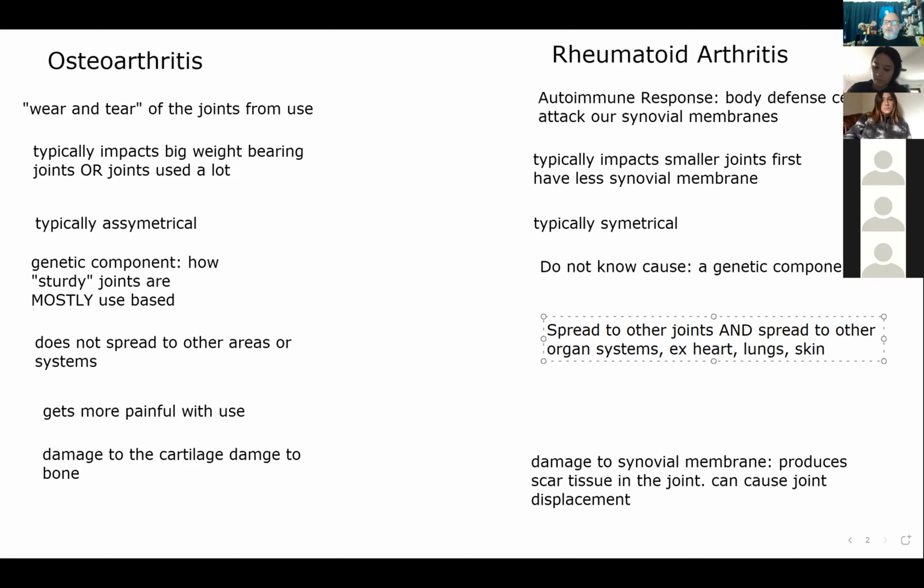It can affect other organ systems. The inflammation you see in rheumatoid arthritis is because of a buildup of scar tissue. It's not that it's producing more synovial fluid, it's that you're producing more scar tissue. And that scar tissue and that inflammation can actually lead to displacement of it.